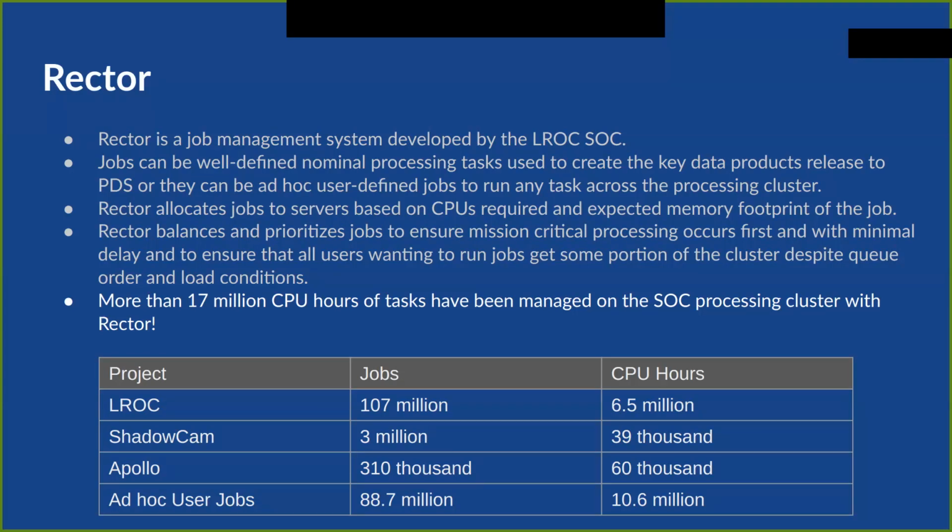We also host at our facility the Apollo Digital Flight Film Archive. This is an archive of all the original Apollo products scanned from the source film. It is the highest resolution available of any of the Apollo products available anywhere. And that was also processed on this cluster using 310,000 jobs and 60,000 CPU hours. And then those ad hoc user jobs are really where a lot of our science work happens. And so this used more CPU hours than anything at 10.6 million CPU hours doing all of this customized work for the science team.